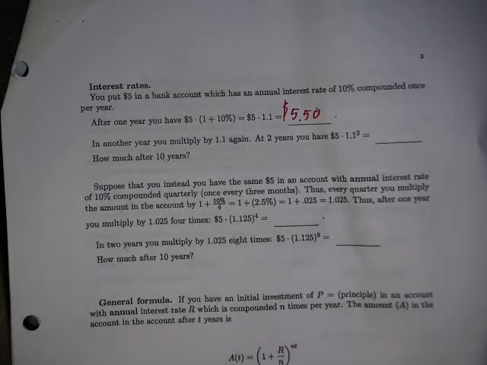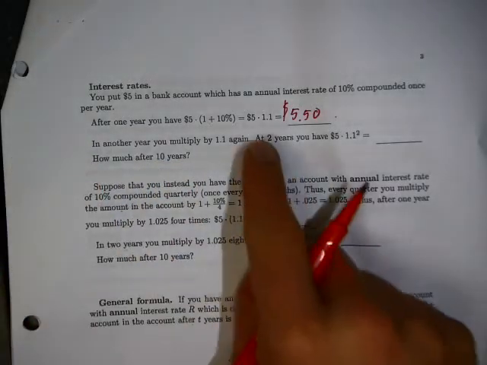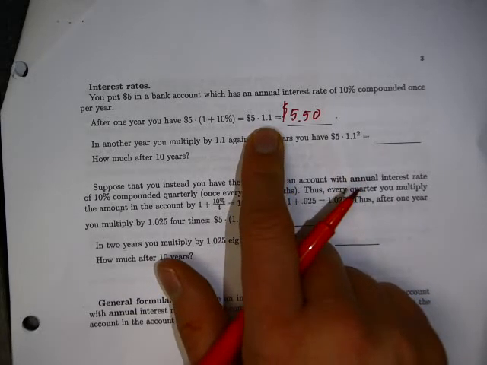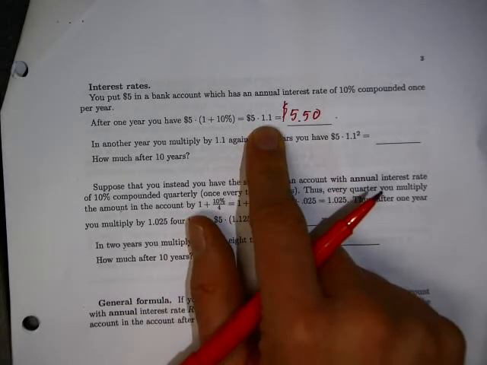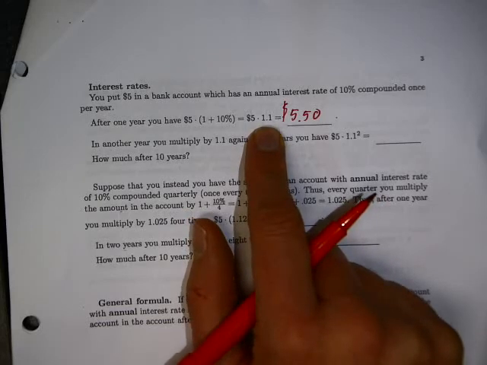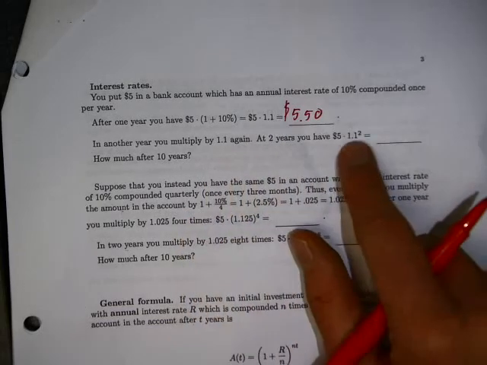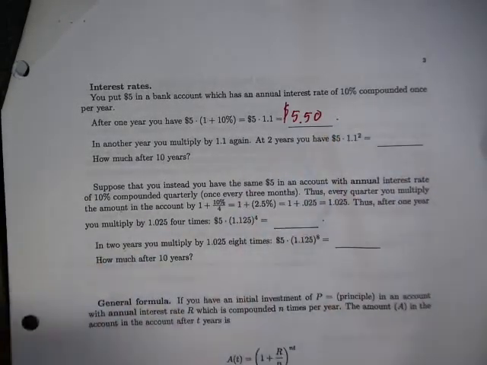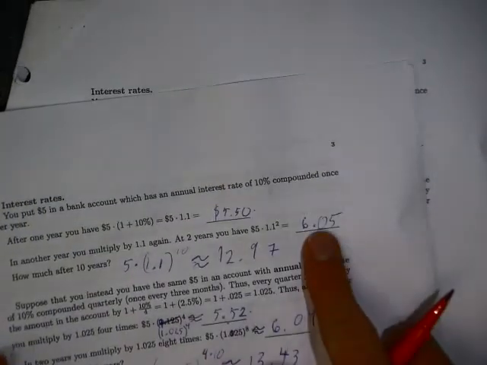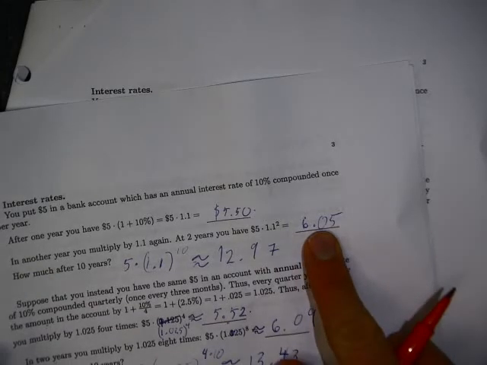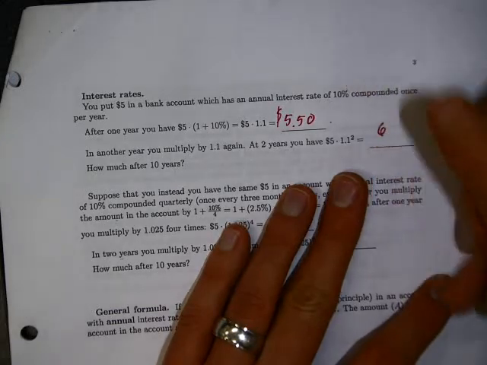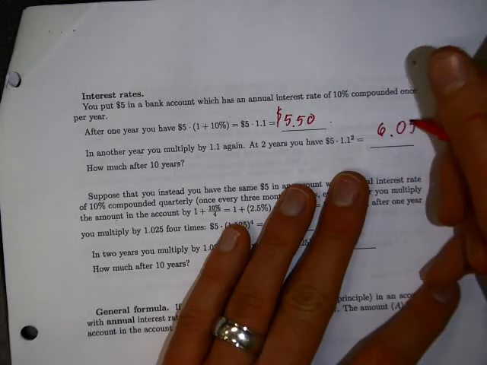So after another year, what will you do if you just leave it in that account? Well, you'll have that original 10% interest, and then you'll get 10% interest on that total. So you'll multiply by 1.1 twice. So after 2 years, you'll have 5 times 1.1 squared, which, by the magic of television, I've done all the computations in advance. So you have a total of $6.05.